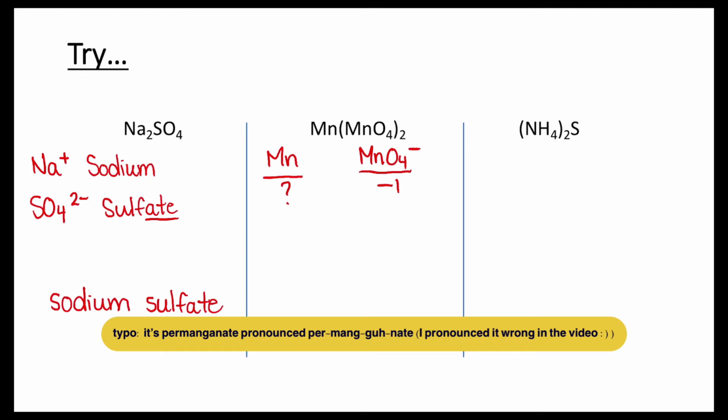What we do know is that we have 2 MnO4s, which will give us an overall charge of 2-. So that means for manganese, it also must have a 2+ charge to balance this out, but we only have 1 of those. So with that, we can determine that this is.